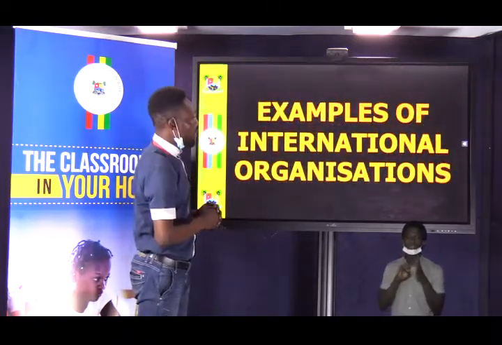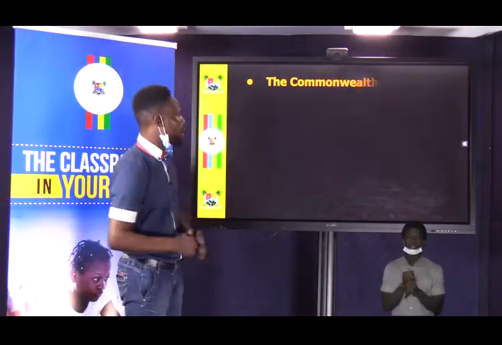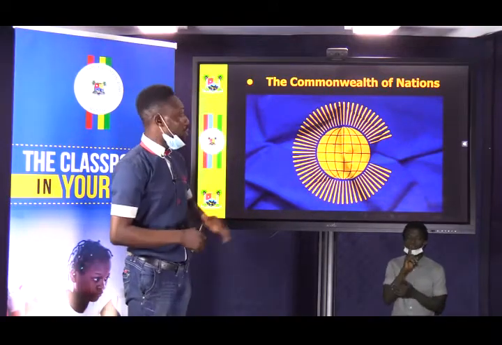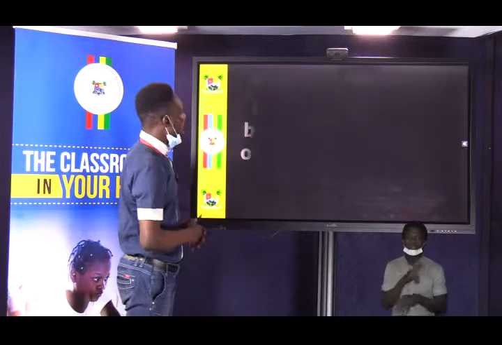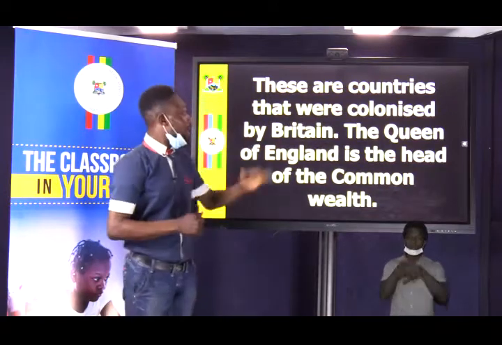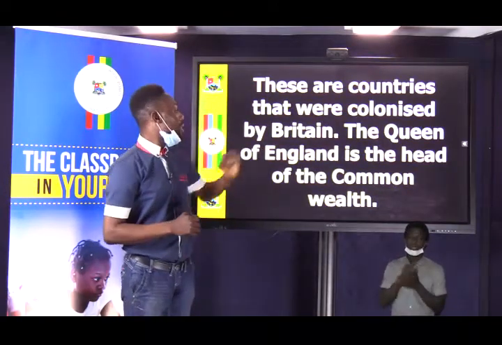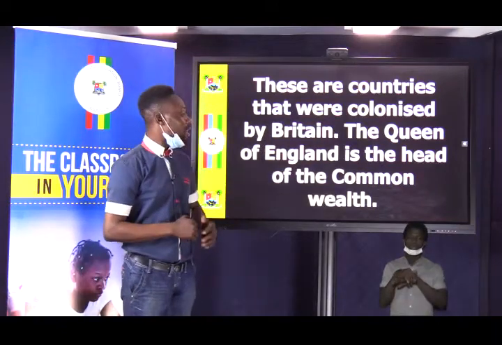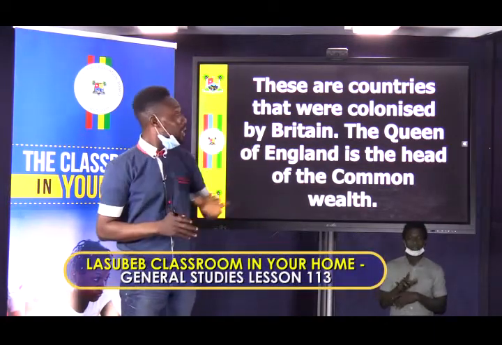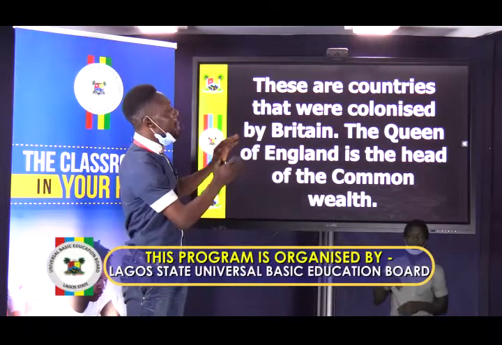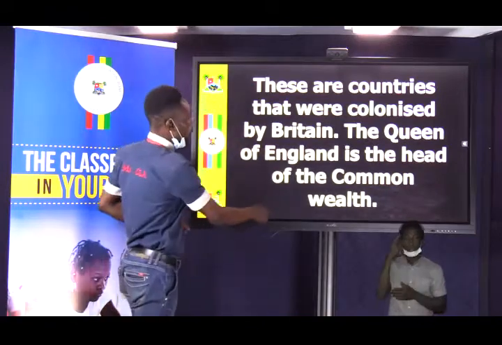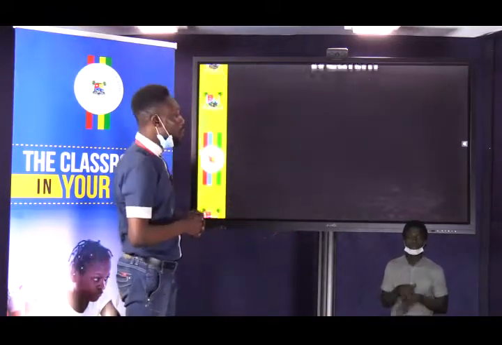So let's look at the examples of international organizations. The Commonwealth of Nations, say that. These are countries that were colonized by Britain, and the Queen of England is the head of the Commonwealth. Those countries are members of the Commonwealth of Nations. Nigeria is one of them.